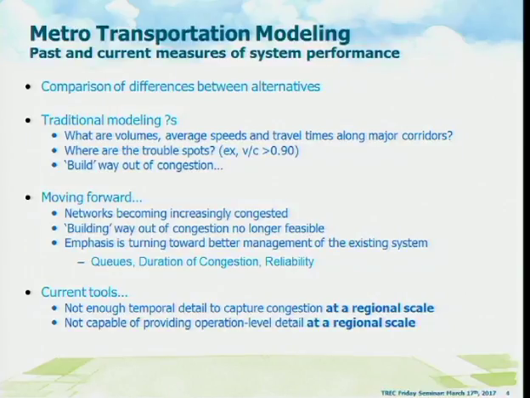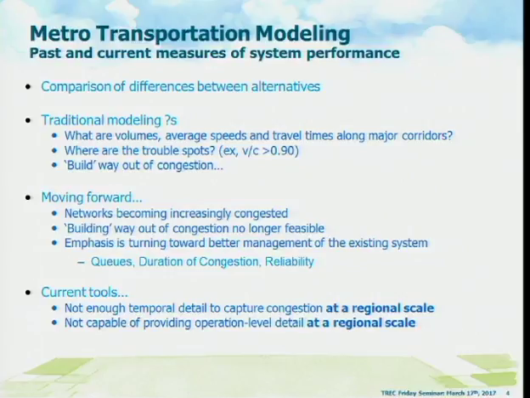The other thing is we're looking at emphasizing better management of the existing system. How can we manage our existing system smarter? This might include technology strategies like ramp metering, variable message signs, or coordinating signals. And then there might be some demand management strategies where you try to encourage people to travel at different times of day or take different modes. But it's basically getting more out of your existing system. And our current tools just aren't able to help us measure the impact of those newer strategies. There's too many nuances involved that our tools aren't able to pick up.